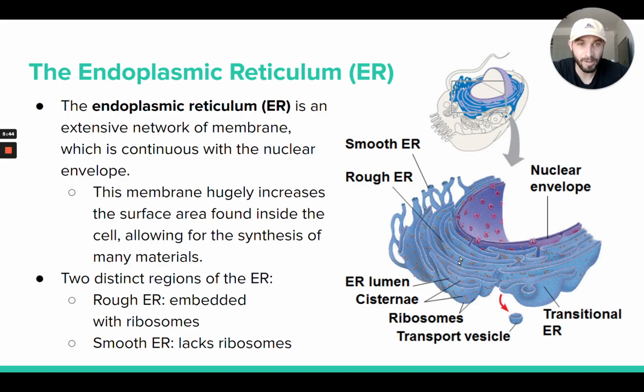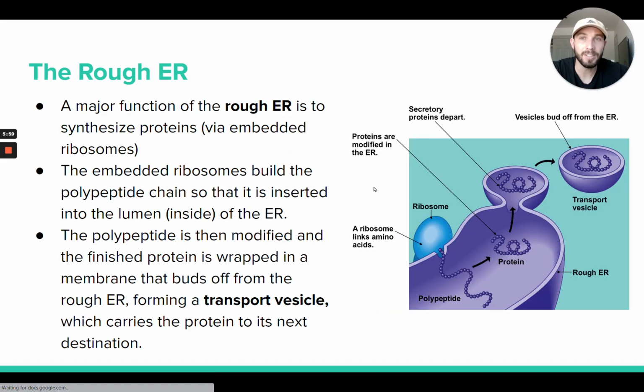The rough ER has all these little dots embedded in it, and those dots are ribosomes. These are ribosomes, the things that build proteins. And the smooth ER is this piece of the endoplasmic reticulum, this set of membranes that has no ribosomes embedded in it. So let's start with the rough ER.